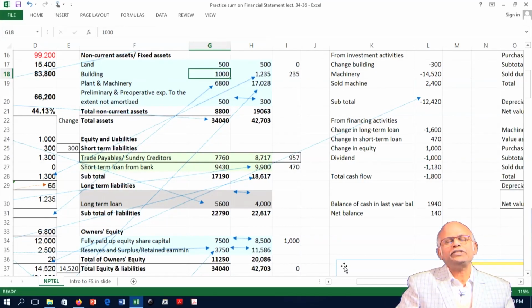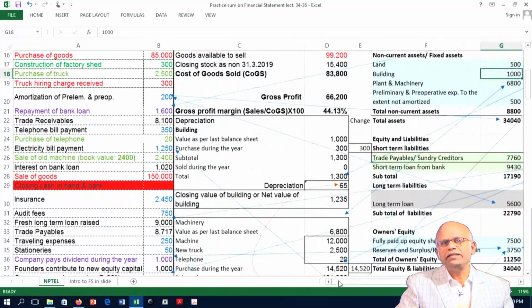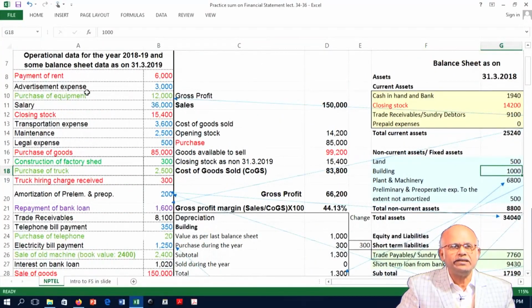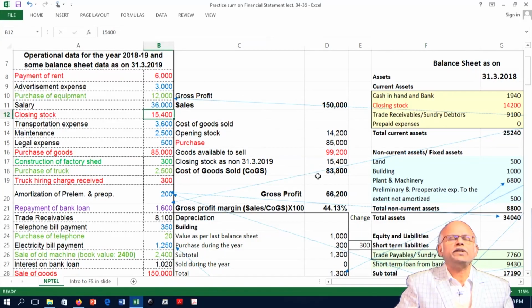Now, we shall populate other cells of the balance sheet from the information that are available in the ledgers, say closing stock. Closing stock is here and we will populate that in the balance sheet. We will do it in the next session.